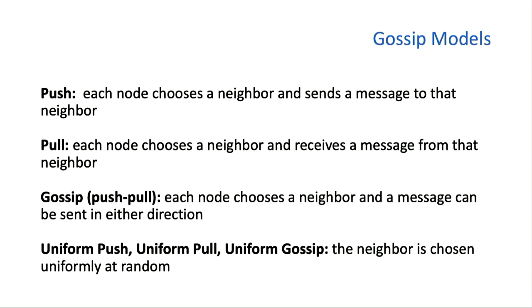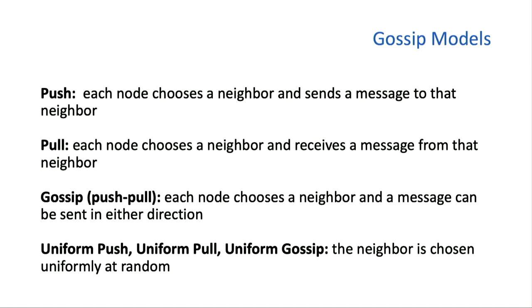Now let me tell you a bit more about the specific models in which we examine this problem, because there are already lots of different and definitely non-equivalent ways in which communication can be modeled. So we looked at models where every node chooses just one neighbor to communicate with. Those are called gossip models.